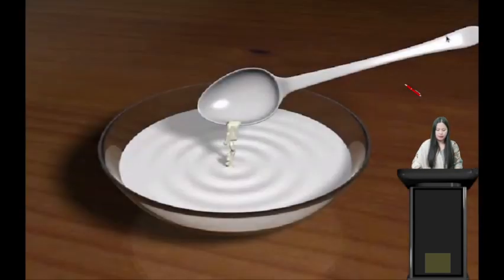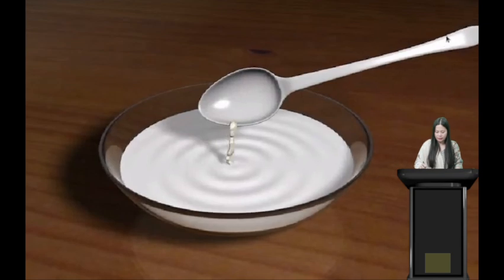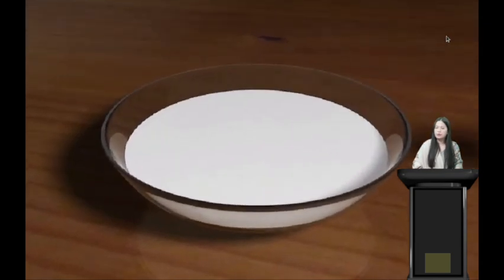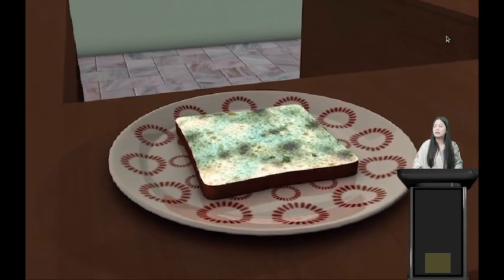Now let us see. Here we see milk in a bowl. Yes, now we are adding some microbes. When we add microbes into this milk and keep it overnight, it will change into curd. Yes, students, that is how curd is made.